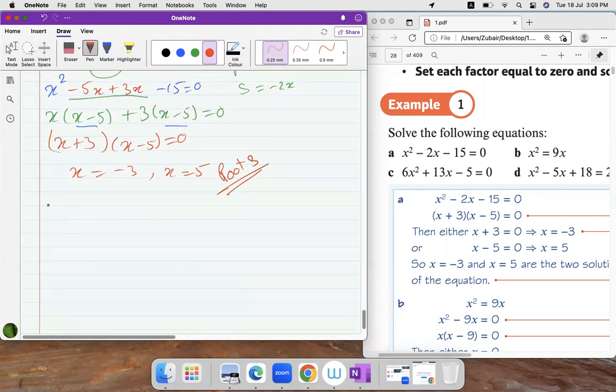I need you to try this before we move on. This is C part, 6x square plus 13x minus 5. I'll share this book with you as well, so we can keep track of how much of the course is covered. Take half a minute and try this question.